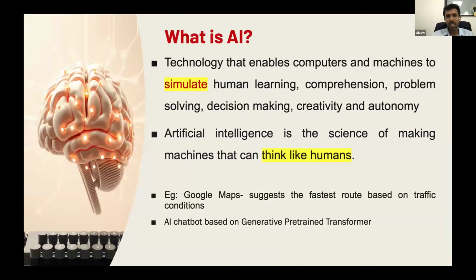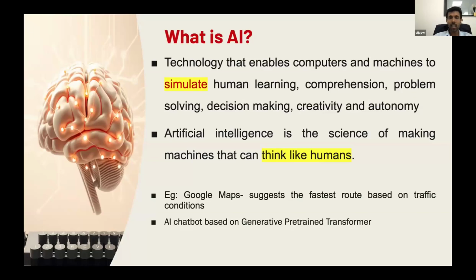Now the question: what is AI? All of us talk about AI. We hear about it multiple times in every context, whether social media, OTT platforms, or the healthcare sector. Everywhere, the term AI has become very common. So what exactly is AI? It is a technology that enables computers and machines to simulate human learning. The term simulate is very important. It helps with comprehension, problem solving, decision making, creativity and autonomy.